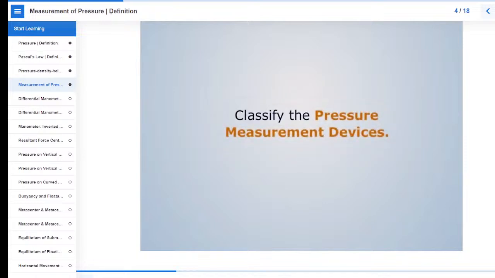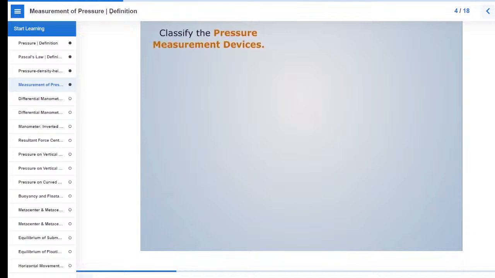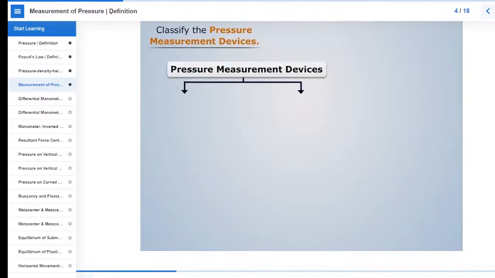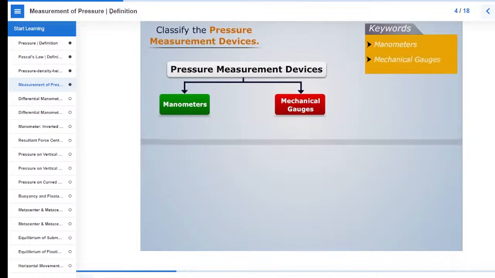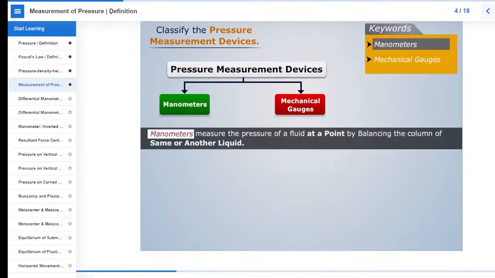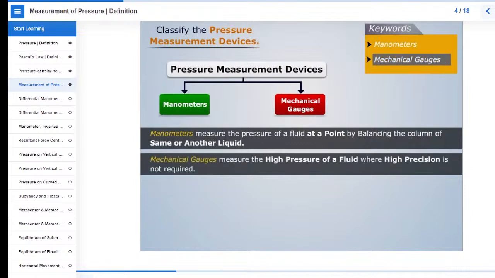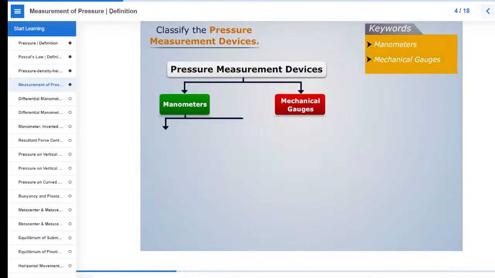Classify the pressure measurement devices. Pressure measurement devices are mainly categorized as manometers and mechanical gauges. Manometers measure the pressure of a fluid at a point by balancing the column of same or another liquid. Mechanical gauges measure the high pressure of a fluid where high precision is not required. Manometers are further subdivided into simple manometers and differential manometers.